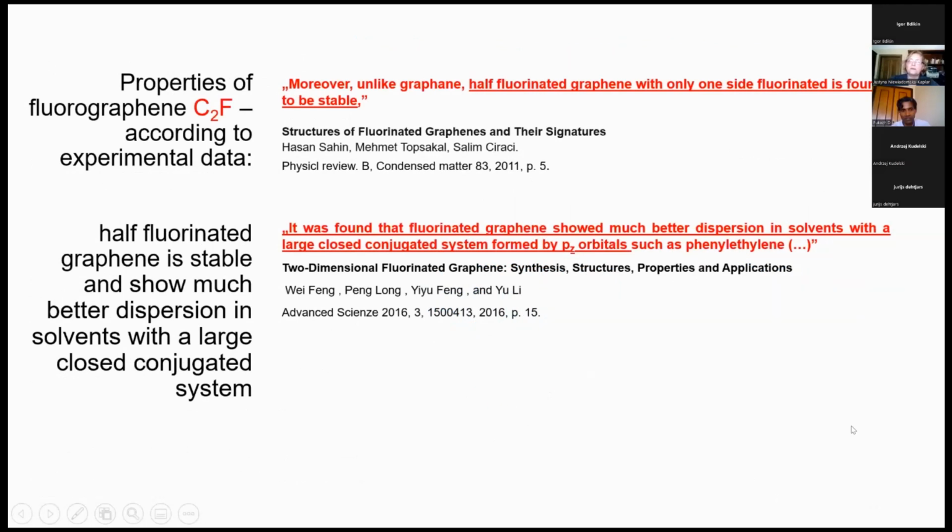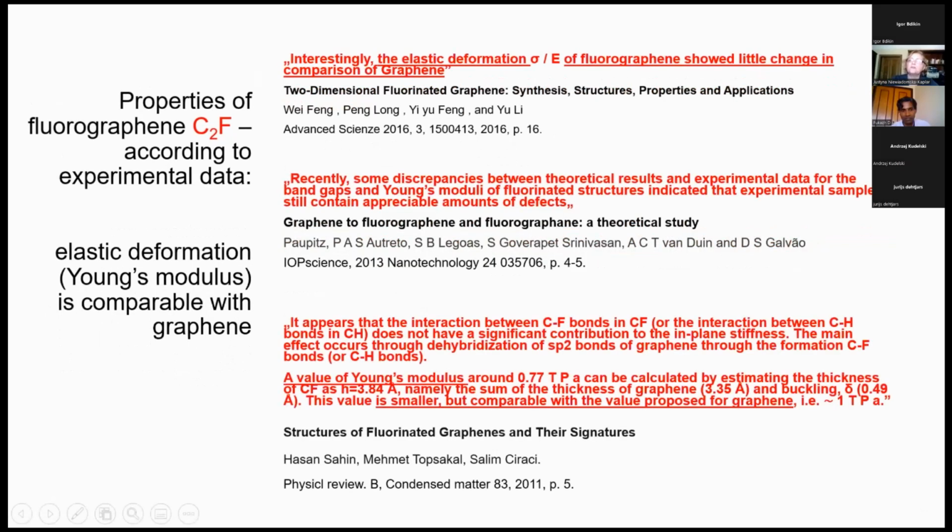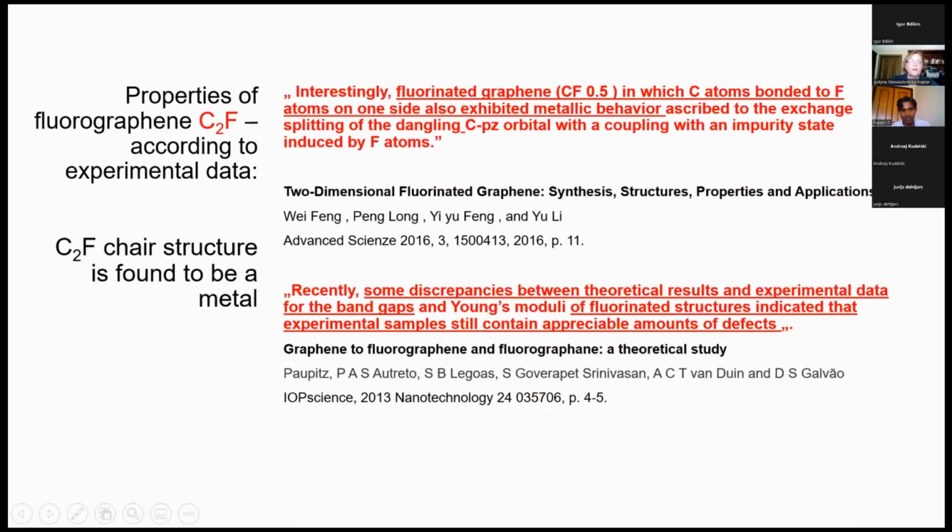Now I want to talk about properties of fluorographene according to experimental data. For reason of time, I will make only the summary of the citations. So, half-fluorinated graphene is stable and shows much better dissolution in solvents with a large closed conjugated system. According to experimental data, elastic deformation of fluorographene is comparable with graphene. It's smaller but comparable. According to experimental data, the G2F chair structure, fluorinated on one side of graphene, is found to be a metal. It exhibits metallic behavior.